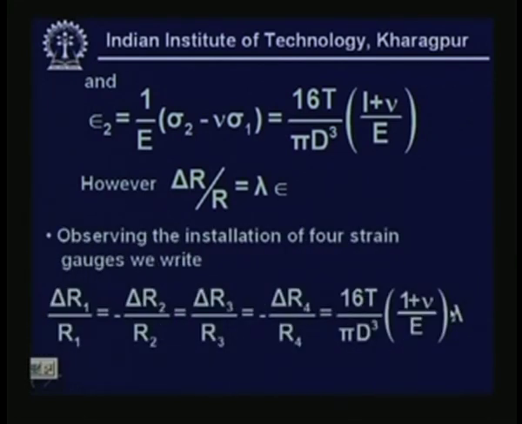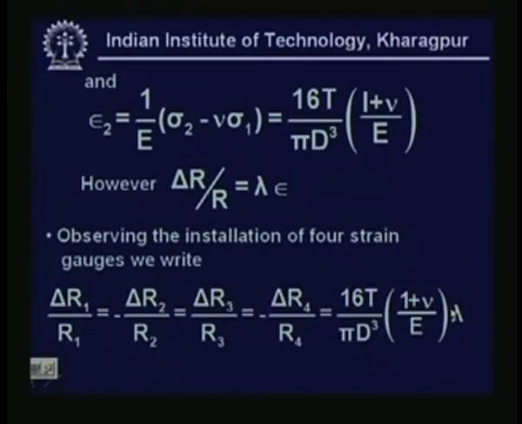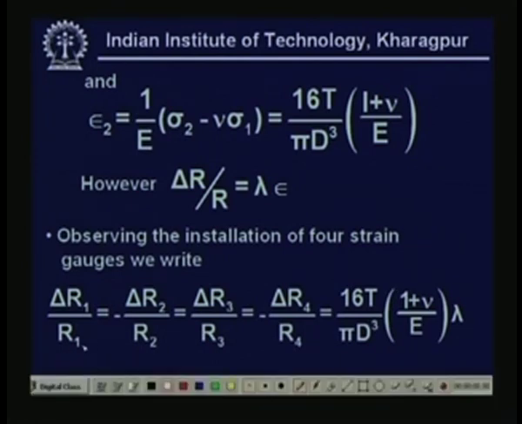So, observing the installation of the 4 strain gauges, we have seen that strain gauges 1 and 3 will be under elongation, so they will sense the positive strain, and strain gauges 2 and 4 under compression, so they will sense the negative strain. So, you will find that delta R2 by R2 will be negative with respect to delta R1 by R1.